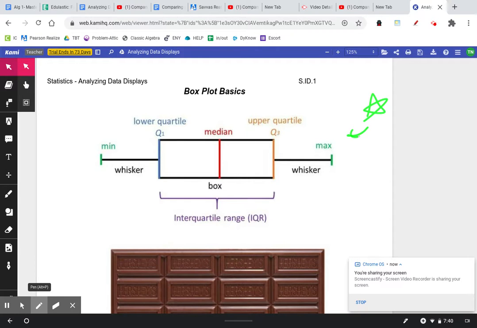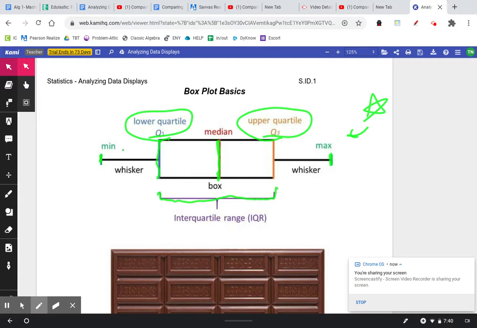So again, you have the box there in the middle. Starting there in the middle of that box is the median. You have quartile one on the left, which is sometimes referred to as the lower quartile, so you'll see them called either of those. This is quartile three, upper quartile, and then you have your minimum over here, you have your maximum over here, and then you have that interquartile range right here.